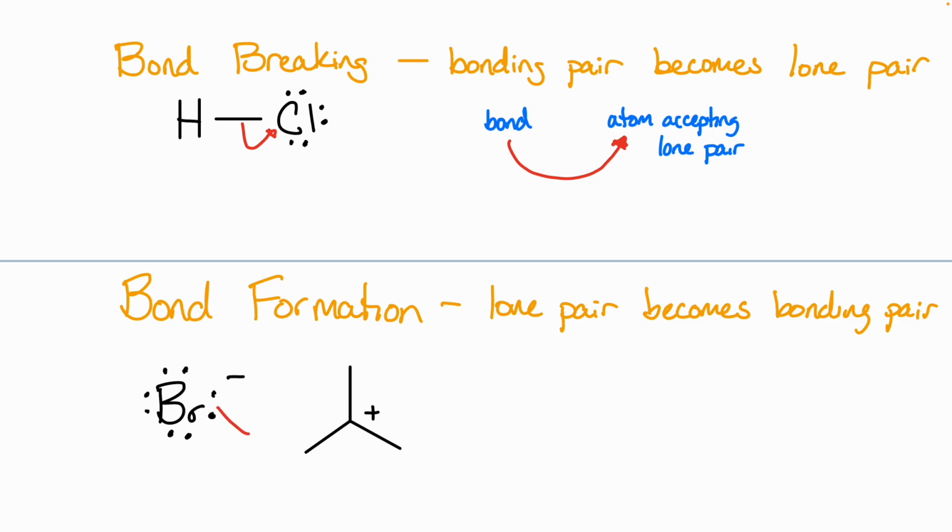Our electron pushing arrow is going to start at that lone pair. And again, it's going to become a bonding pair. So the tail of my arrow is on a lone pair. And again, the head of the arrow is always at the atom accepting, in this case, that new bond. Okay?